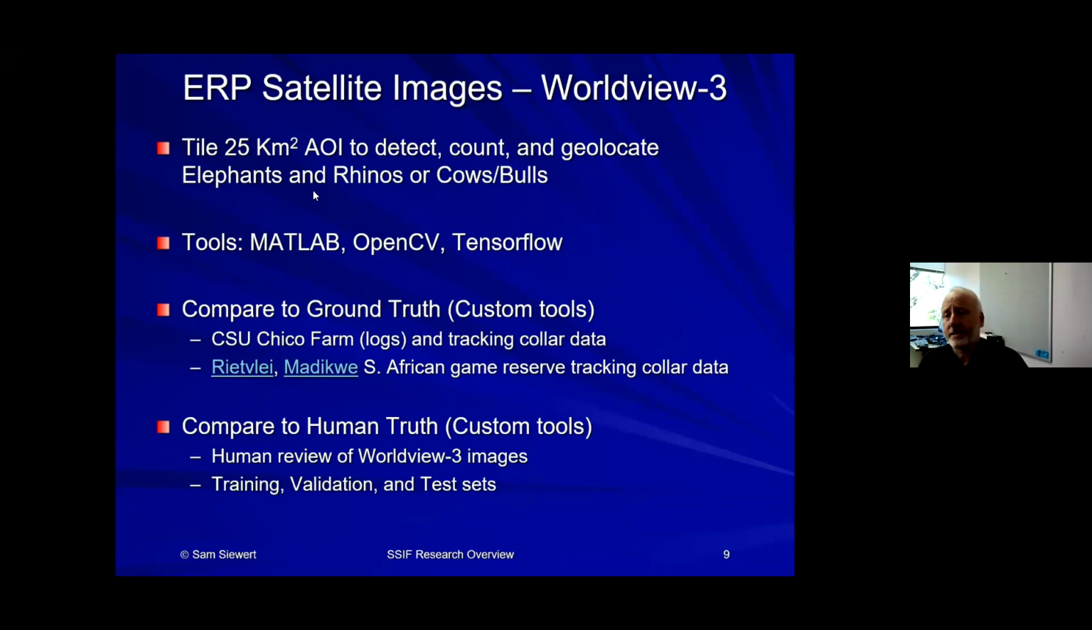And then we are taking the satellite images we have now. We have 3 sets. We have one of the CSU farm area, one of Wheatley, one of Madikwe, and we're using MATLAB now to do quick machine learning to automatically detect and count animals. The theory is if you started getting these every day, you don't want to do this by hand. Right. And then the other thing is, could you actually classify? So could you distinguish bull from cow, bull elephant from cow elephant, et cetera?